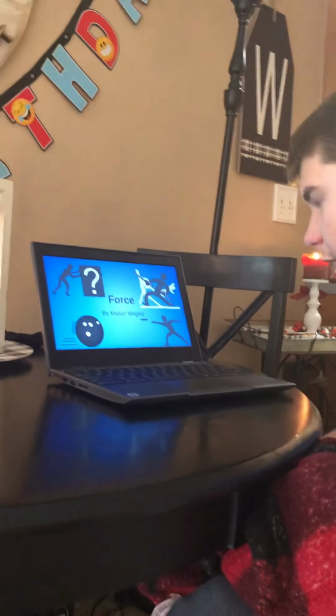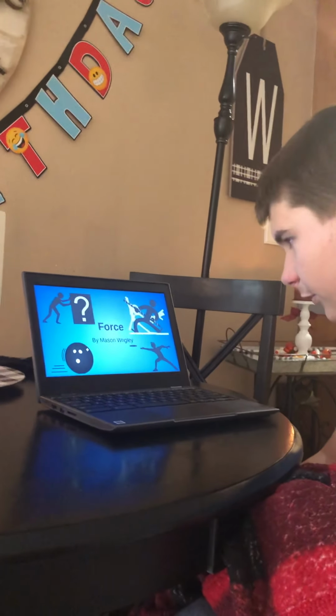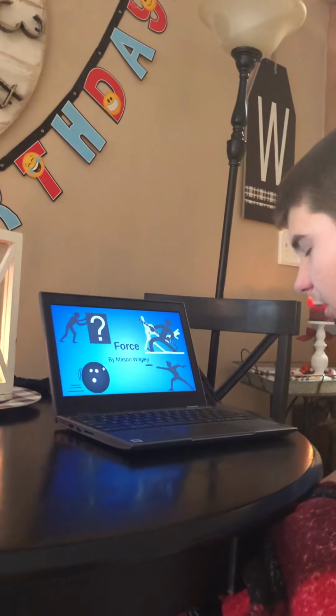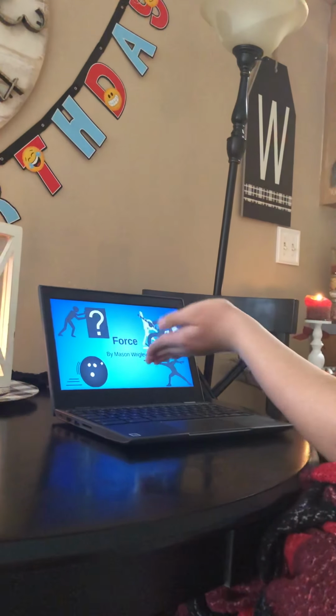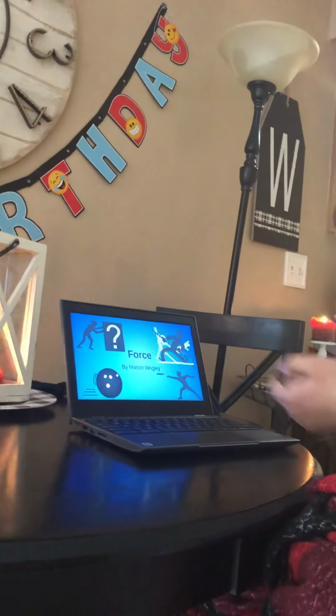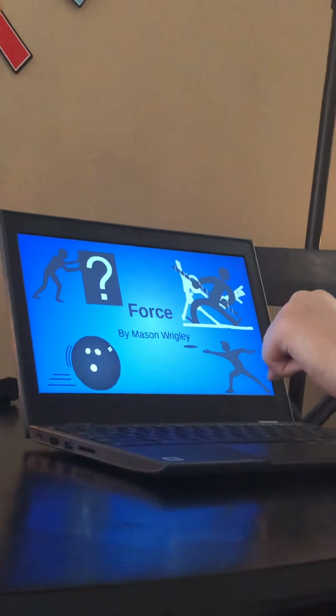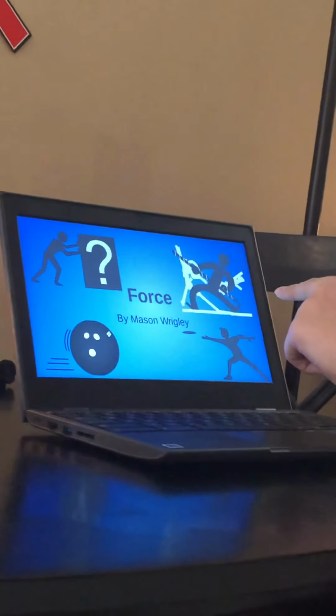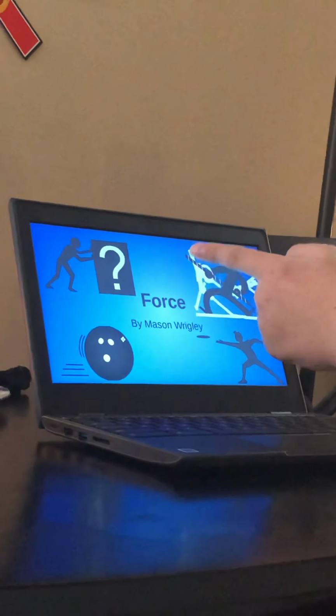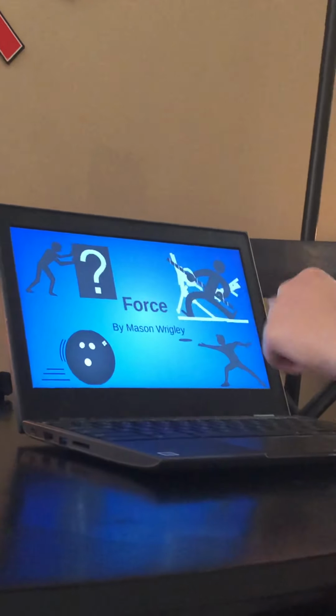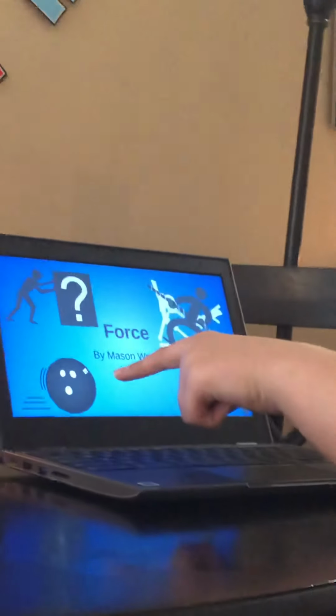Hey guys, this is my presentation about force. As you can see, these are the different types of force we can use. Some examples: throwing, which is a force, like a frisbee; pulling a rope; a little heavy box for pushing; and a little bowling ball, which is used for motion.